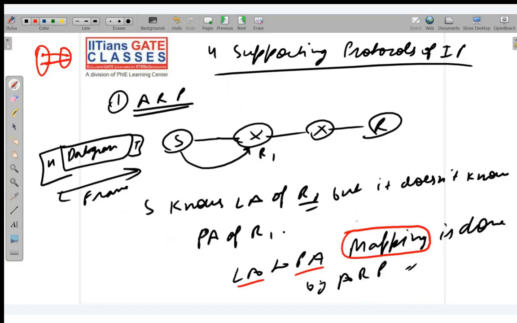So ARP is used for LA to PA mapping. Just remember this, because it has been asked in GATE. That's why I'm telling you: ARP is used for LA to PA mapping. That's it, one word you should remember. Next is RARP. Let me take a snapshot, I will jump to the next slide. Perfect, done. Next is RARP.